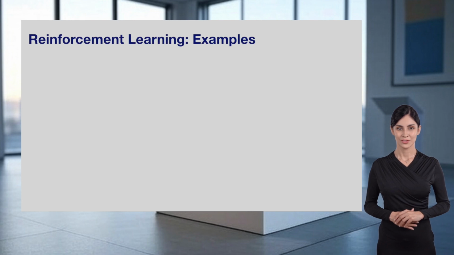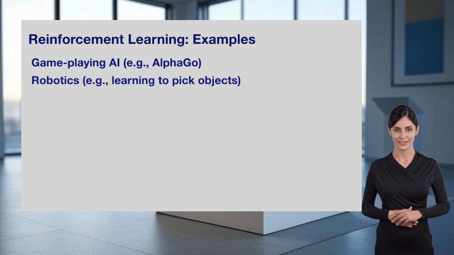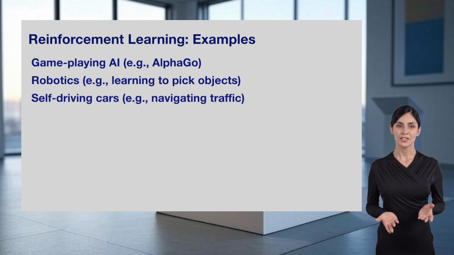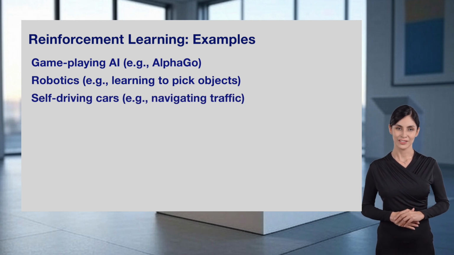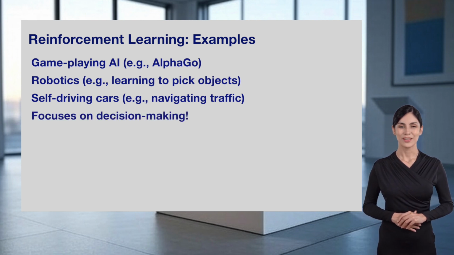Reinforcement learning is used in exciting applications. Game-playing AI, like AlphaGo, which beat a world champion in Go, learns by playing millions of games and getting rewards for winning. Robotics uses it to teach robots tasks like picking objects. Even self-driving cars use reinforcement learning to navigate traffic by learning from rewards. It's all about decision-making, making this type of ML perfect for dynamic environments.